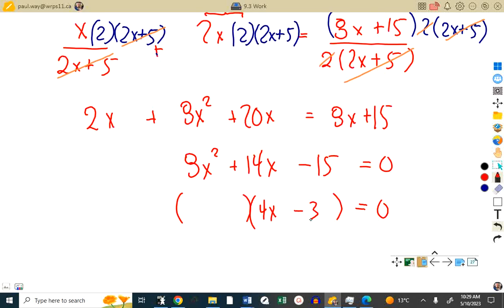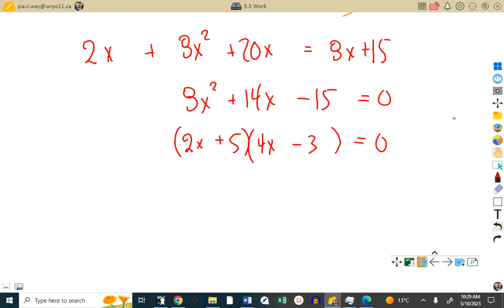And we kind of did this in polynomials. If it's 4x, this must be 2x. And it would have to be plus 5 in order to factor it correctly. So what are our solutions? Our solutions are x equals 3/4 and x equals negative 5/2.